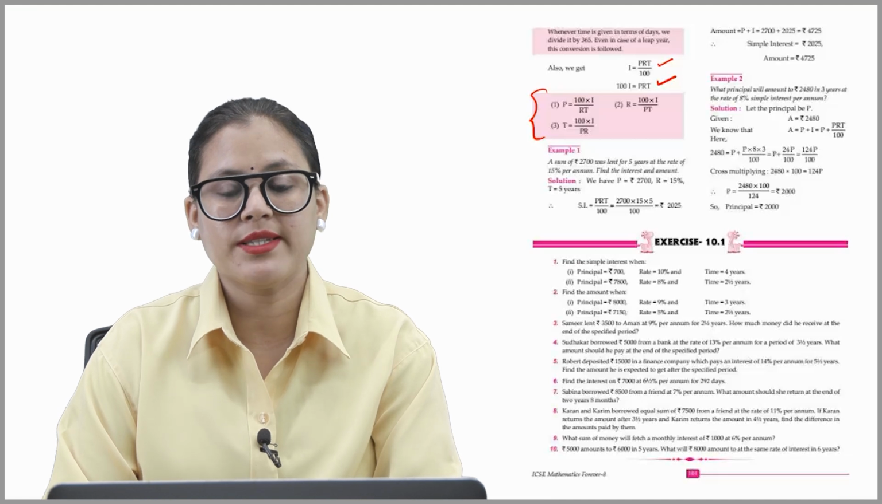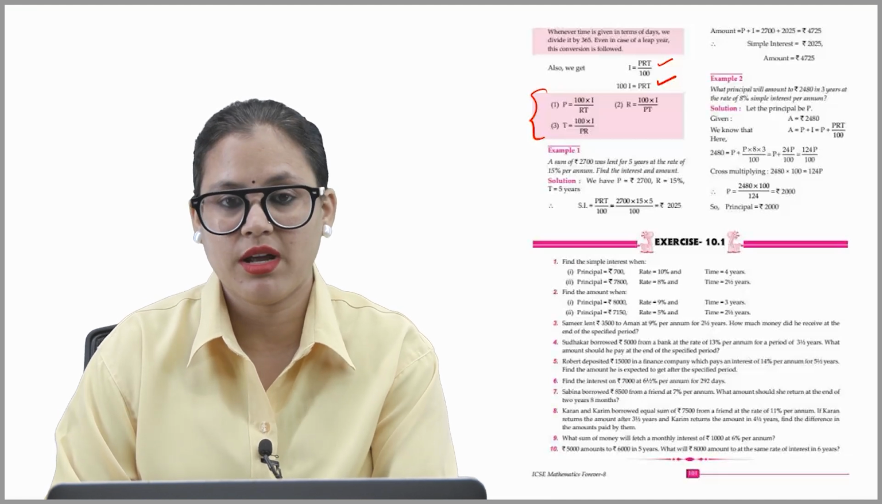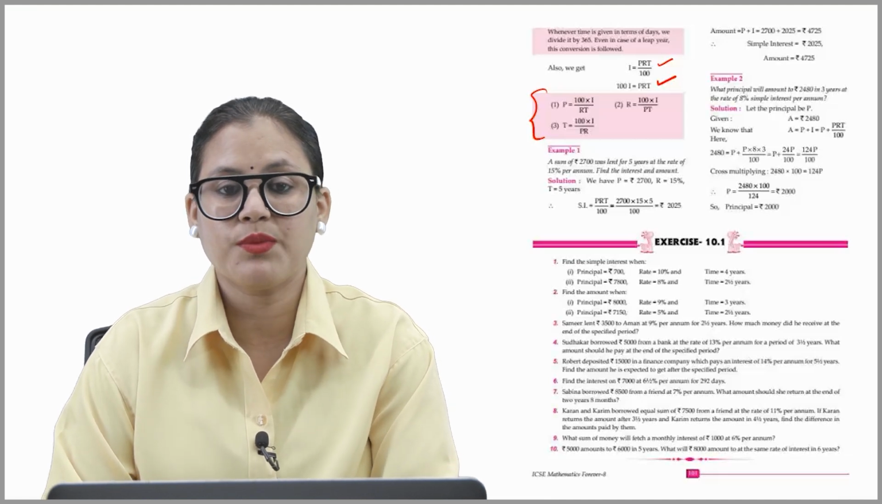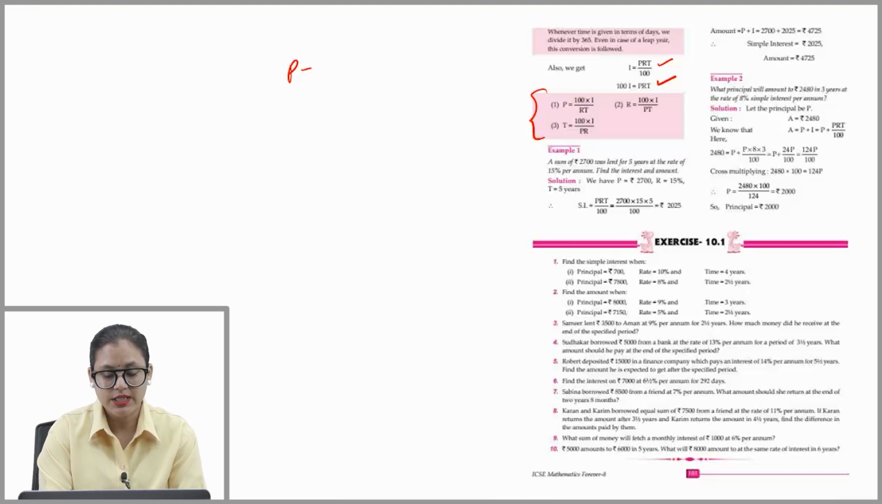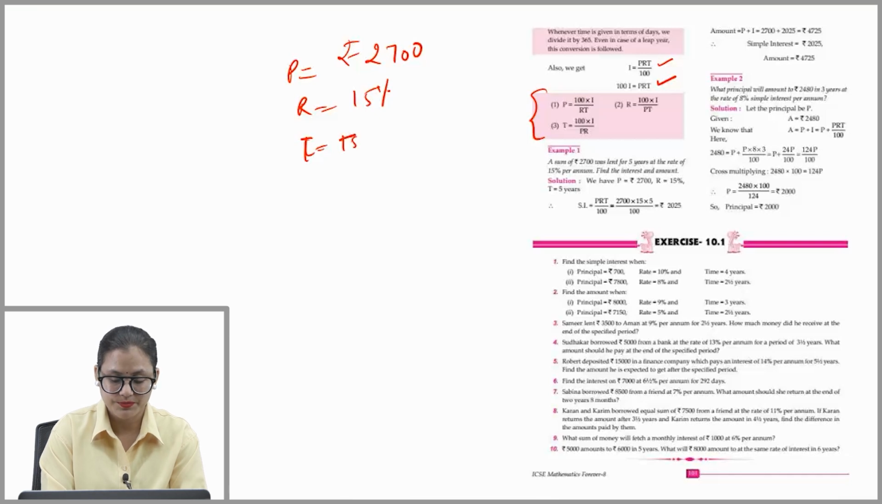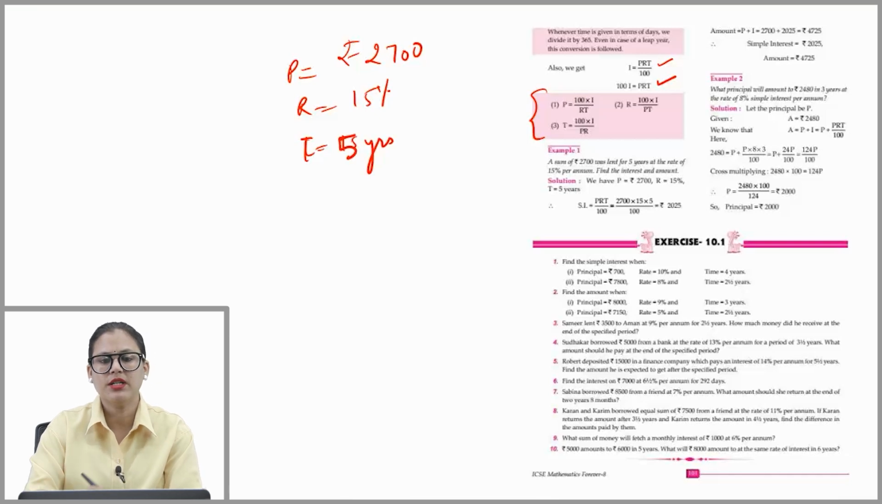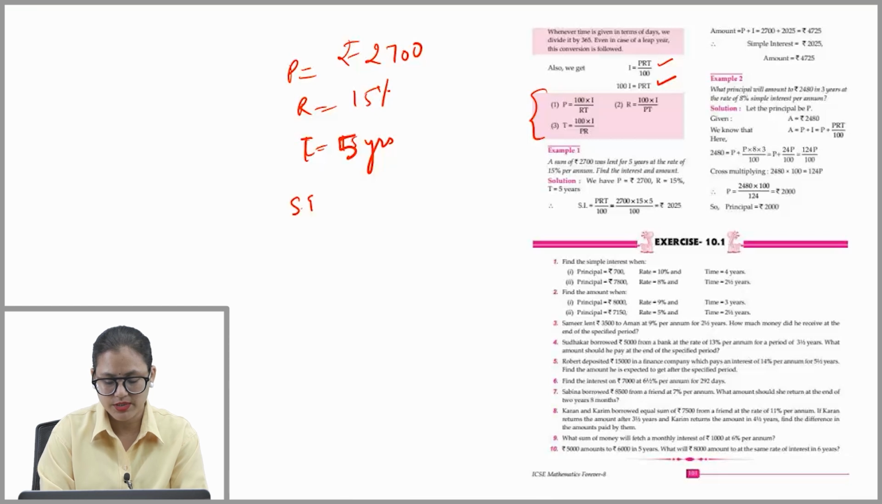Okay, let's take example 1. A sum of rupees 2,700 was lent for 5 years at the rate of 15% per annum. Find the interest and amount. Okay. So here principal, that is P, is rupees 2,700. Rate is what? 15%. And time is what? Time is 5 years. Now we have to find the interest as well as the amount. So first let's find out the interest.